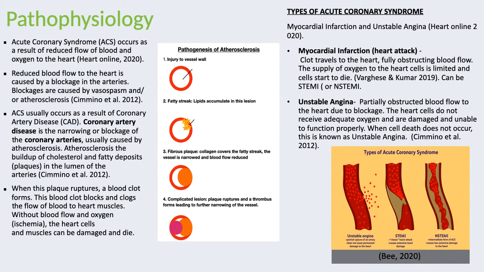There are two main types of acute coronary syndrome. They are myocardial infarction and unstable angina. Myocardial infarction is commonly known as a heart attack. Myocardial infarction occurs when the supply of oxygen to the heart muscle cells is too low and they begin to die, resulting in permanent damage to muscle tissues. There are two types of myocardial infarction, STEMI and non-STEMI.